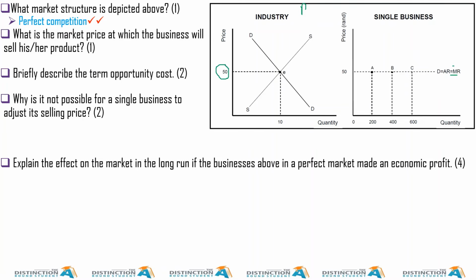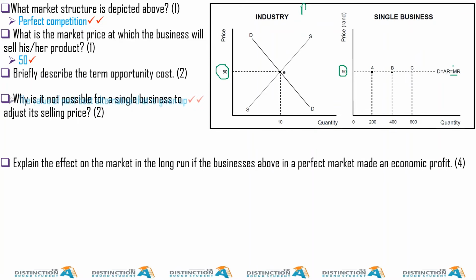What is the market price? The market price is 50. I wonder why they would ask this question, because there is nothing to confuse you. There is no way you can think the price is 10 because this is not even the price axis. So the price will be 50.